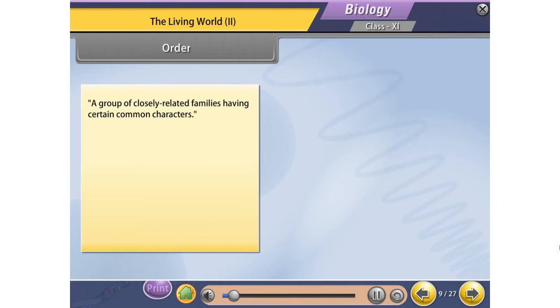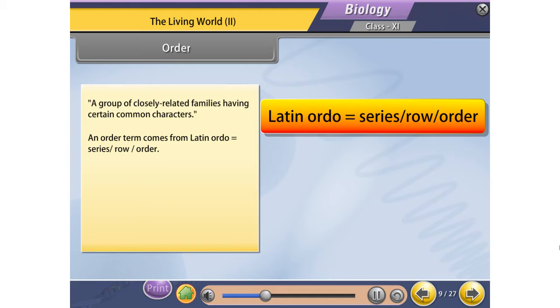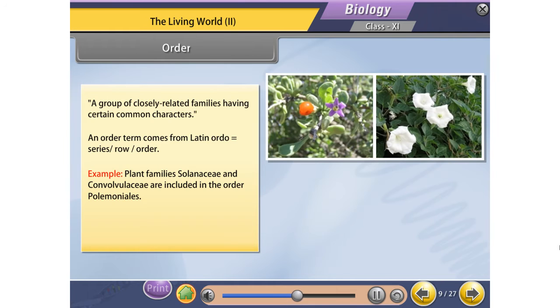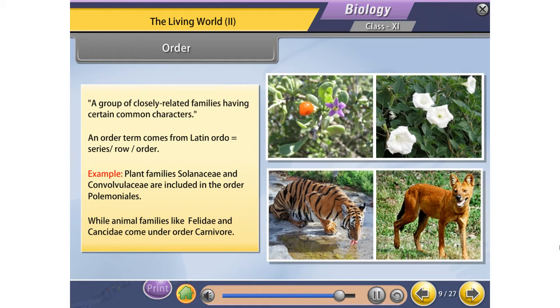Order. A group of closely related families having certain common characters. An order term comes from Latin ordo, series, row, order. Example, plant families Solanaceae and Convolvulaceae are included in the order Polemoniales, while animal families like Felidae and Canidae come under order Carnivora.